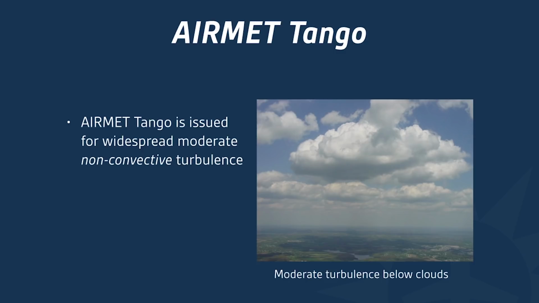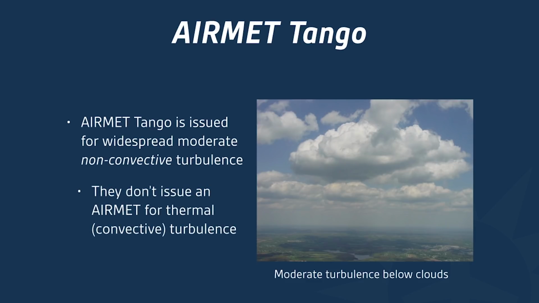AIRMET Tango is issued for widespread moderate non-convective turbulence, which means they don't issue an AIRMET for thermal or convective turbulence. So if you're flying below some of these cumuliform clouds, like you see there on the right, and you're getting beat up with some continuous moderate turbulence, thinking, what the heck, they didn't produce a decent forecast, I didn't see any AIRMET for turbulence. That's because that would be convective turbulence, and AIRMET Tango is not issued for that. One of the reasons for that is that, during the summertime, you'd have this big AIRMET from east coast to west coast during the afternoon, covering all that area due to the fact that basically all the turbulence is convective, and that doesn't help anybody out. So AIRMET Tango is only issued for non-convective turbulence.